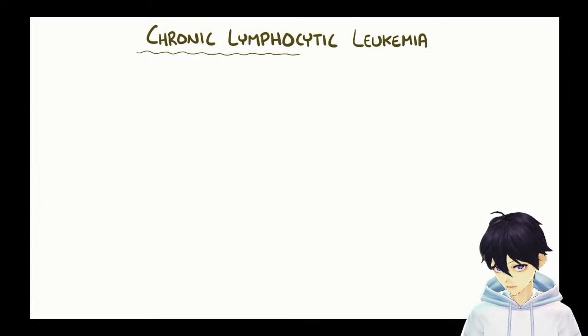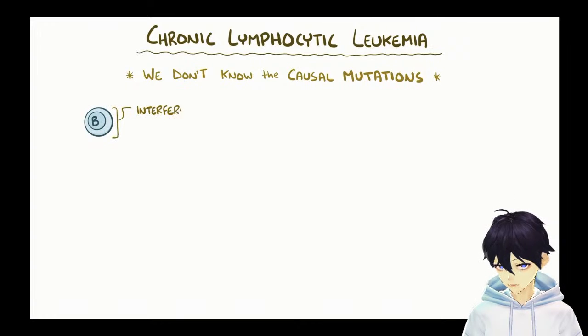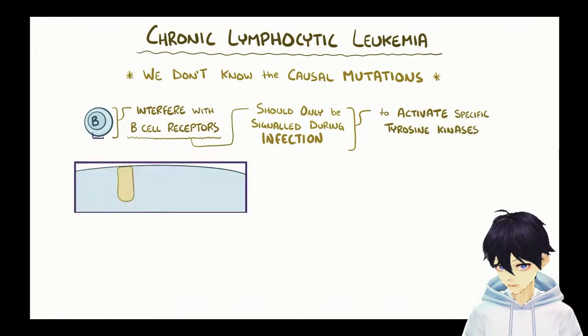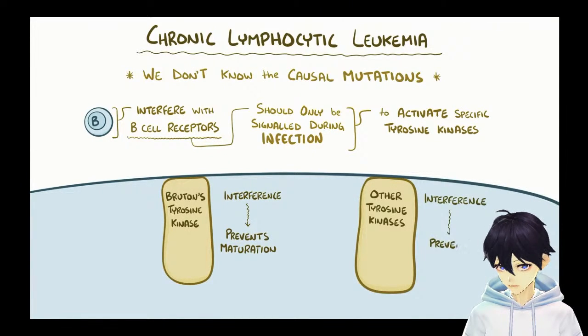In chronic lymphocytic leukemia, the most likely cause is also a mutation in the cell's chromosomes. We just don't know which particular mutation, or mutations. Whatever the case, the result is that B cells start to interfere with the pathways of B cell receptors, which should only be signaled during infection to activate a few specific tyrosine kinases. Interference with Bruton's tyrosine kinase, for example, is probably what stops CLL cells from maturing fully, and it's similar interference with other tyrosine kinases that allows them to die slower than they divide, which is why they build up.